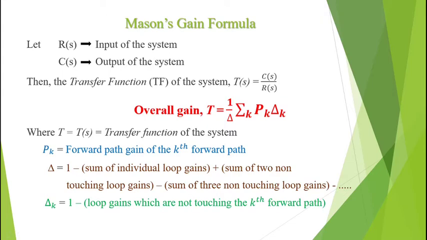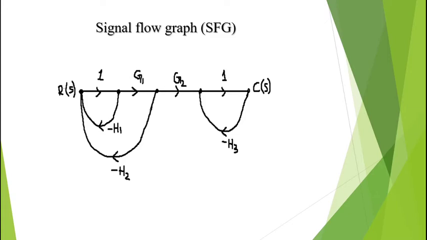I will take an example and I will show you how to calculate the transfer function when the signal flow graph is given. For example, if you have a signal flow graph like this, R of S represents the input of the system, C of S represents the output of the system, and each path contains a path gain that is represented as 1, G1, G2, minus H1, etc. By using this signal flow graph, we have to find the transfer function of the system.